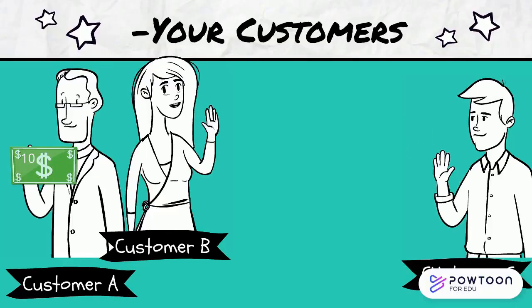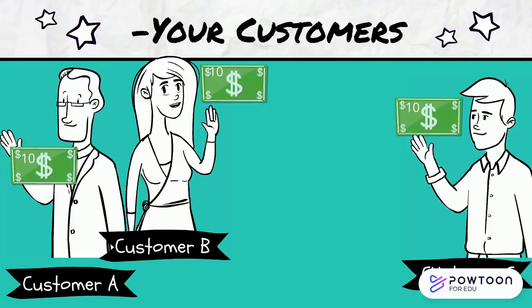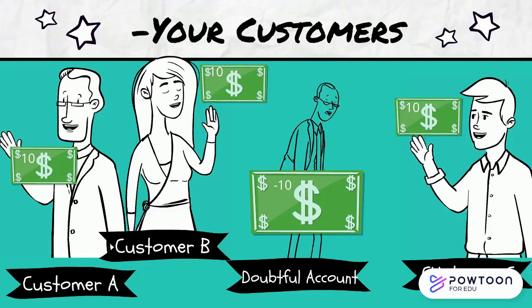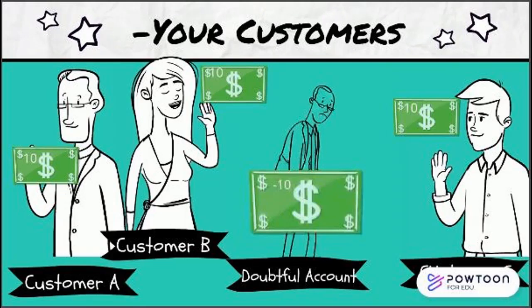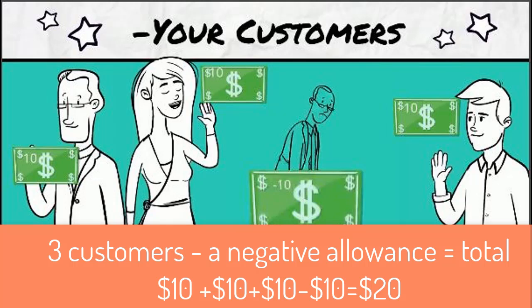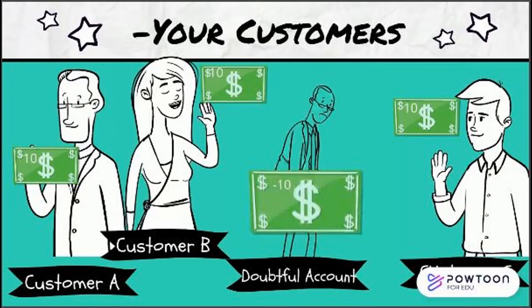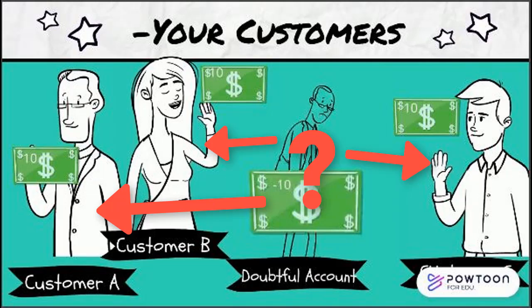Customer A will owe you 10. Customer B will owe you 10. Customer C will owe you 10. And you will have an allowance for doubtful accounts, which will be valued at minus 10. The total of those 4 receivable balances, 3 customers and a negative allowance, taken together will be 20, and that is the value of your receivables. The only reason why you're reducing the value of your receivables from 30 to 20 by recording an allowance of negative 10 instead of simply directly writing off the receivable of the deadbeat is because you don't know for sure who the deadbeat will be.